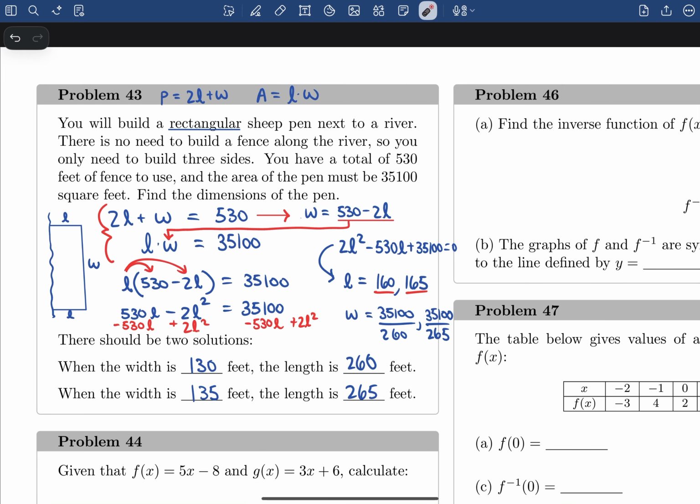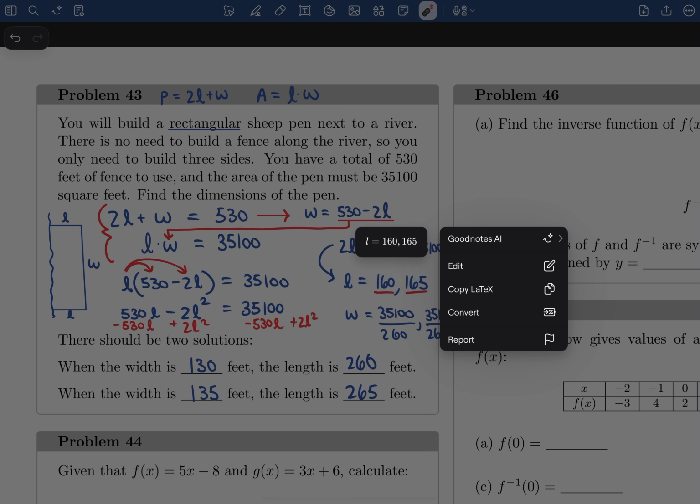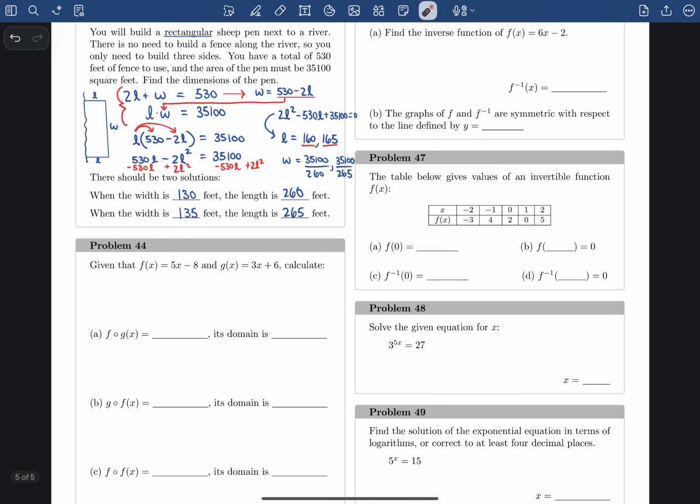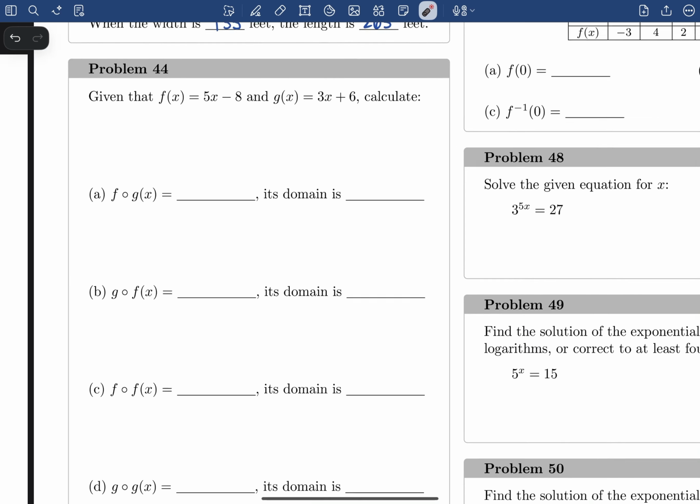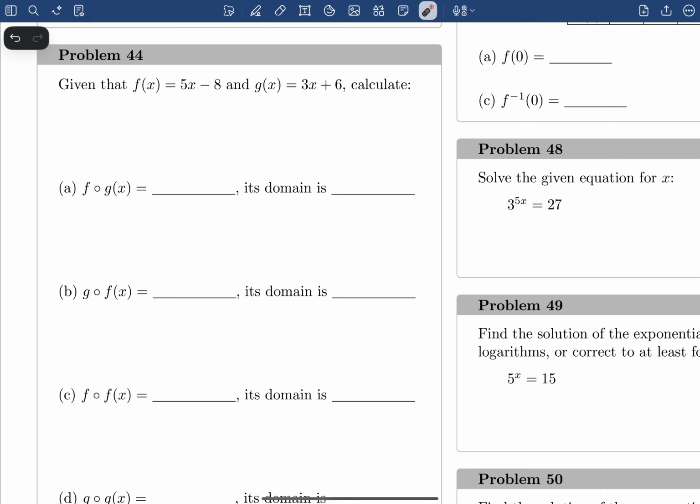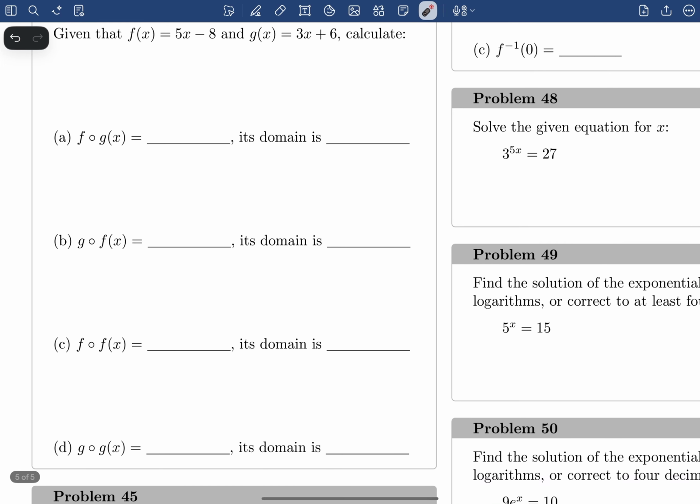Please be sure to use the quadratic formula right here to get your two solutions for length. Moving on to problem number 44. Given that f of x equals 5x minus 8 and g of x equals 3x plus 6, calculate f of g of x. So that's our first objective.